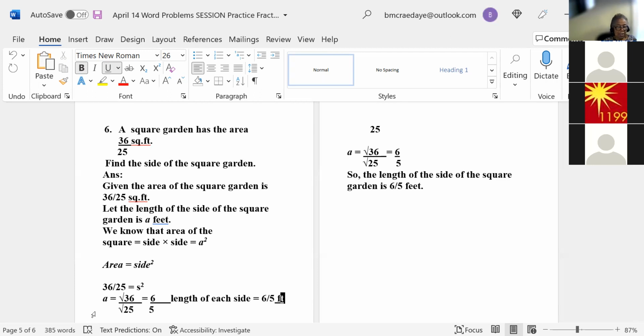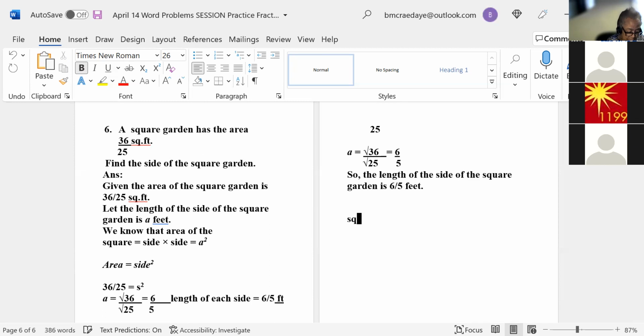6 over 5 feet. So that's the length of each side. That means if you square 6 over 5 feet, you get the area. Questions? The key is this. Remember, when you take the square root of a square, you get back what you put in. Because square root is raising. Let me just put it over here.